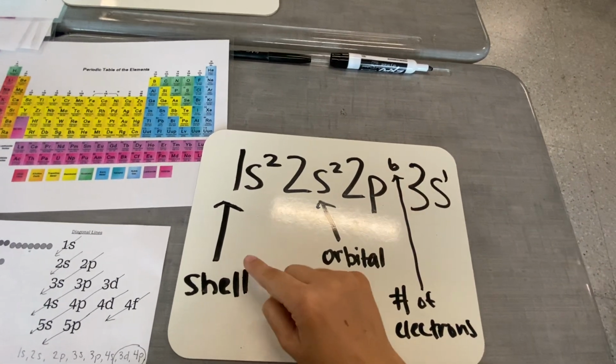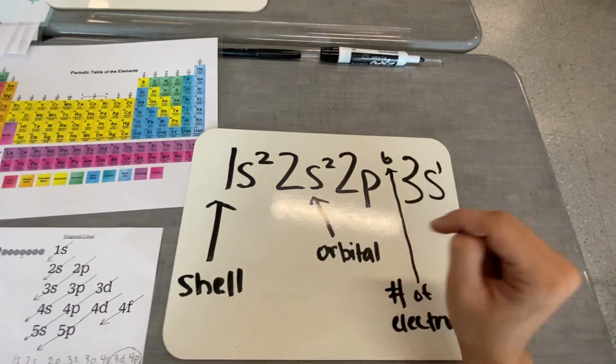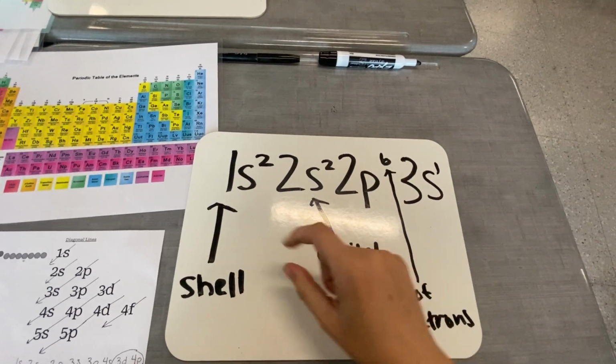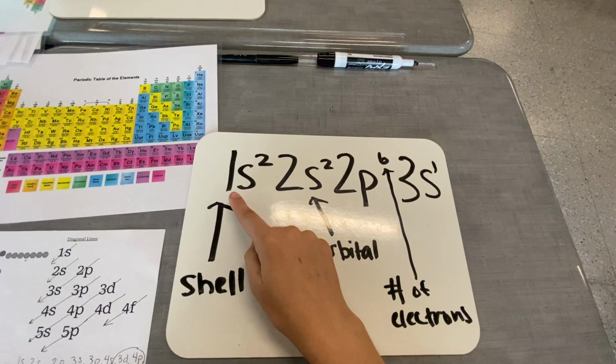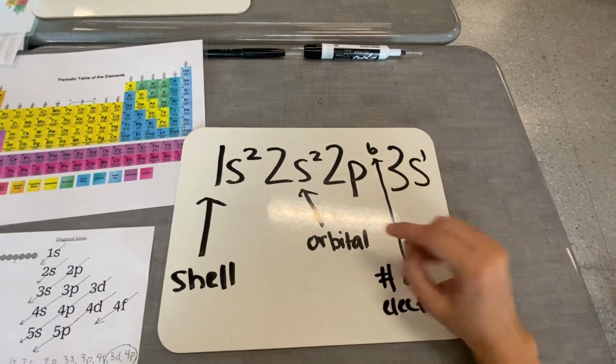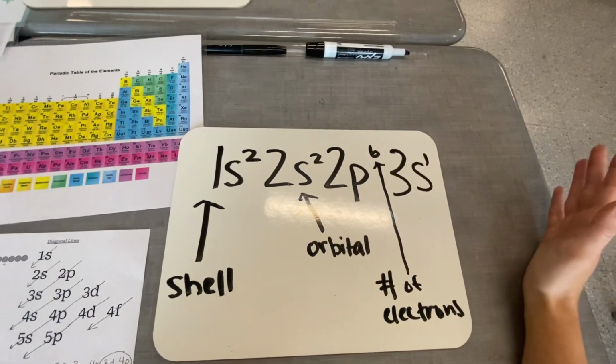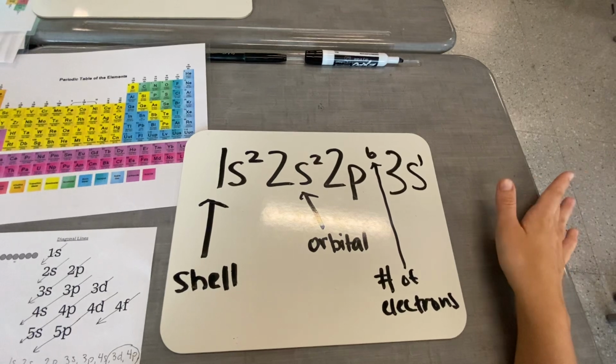To show you what the configuration looks like, the big numbers represent the shells or the principal energy levels. So everything with a 1 would be the first energy level or first shell. Everything with a 2 represents the second shell. 3, third shell, and so on. We can have up to 7 shells. We probably won't do one with 7 shells because that's a whole lot of electrons.